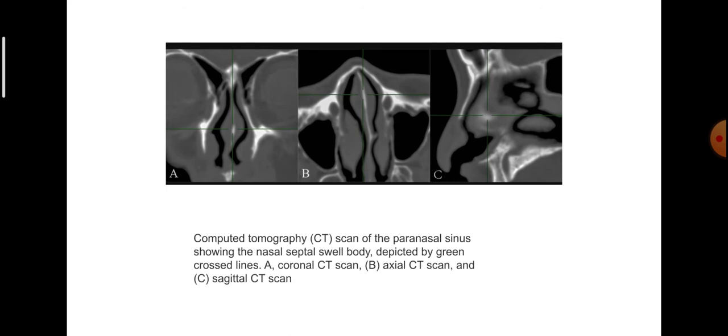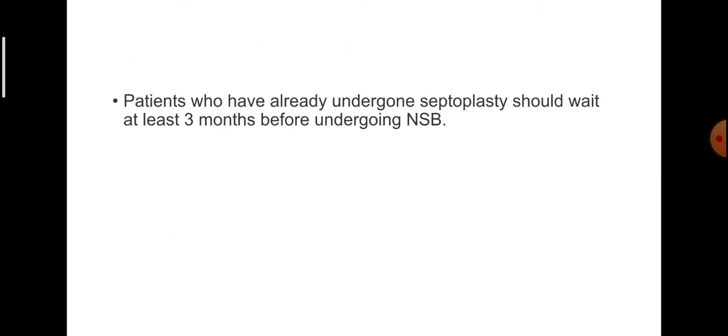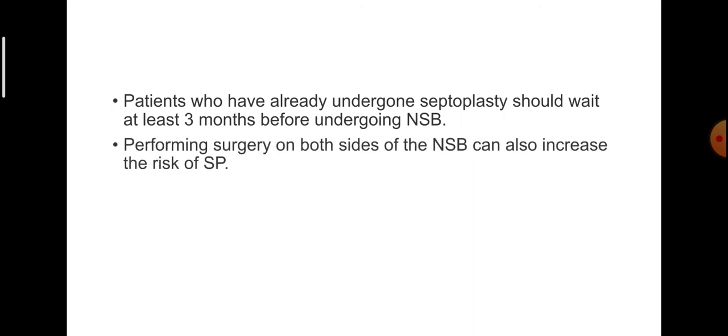CT scan of the paranasal sinuses showing the nasal septal swell body in the septum, and this is depicted by the green crossed lines. That's the coronal section, axial section, and sagittal section, the nasal septal swell body. Patients who have already undergone septoplasty should wait at least 3 months before undergoing nasal septal swell body reduction. Performing surgery on both sides of the nasal septal swell body can also increase the risk of septal perforation.